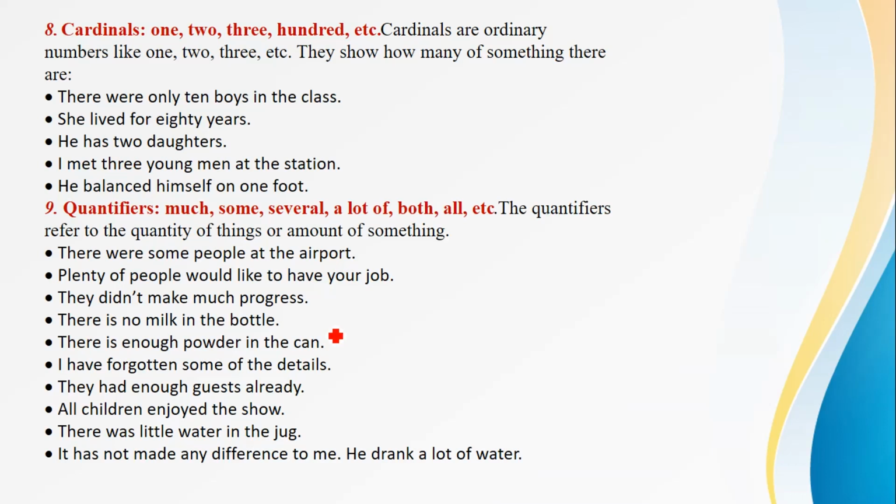Cardinals are numerals, 1, 2, 3 and hundreds, so not very difficult to understand. There were only 10 boys in the class, she lived for 80 years, so these are cardinals. Basically they are numerals. Cardinals and numerals are the same, so you can use them accordingly. Quantifiers show the quantity of something, like much, several, some, a lot of, both, all, etc. They tell us about the quantity or amount of something. Like they didn't make much progress, there is no milk in the bottle, there is enough powder in the can. These are all quantifiers determining the quantity of the noun.